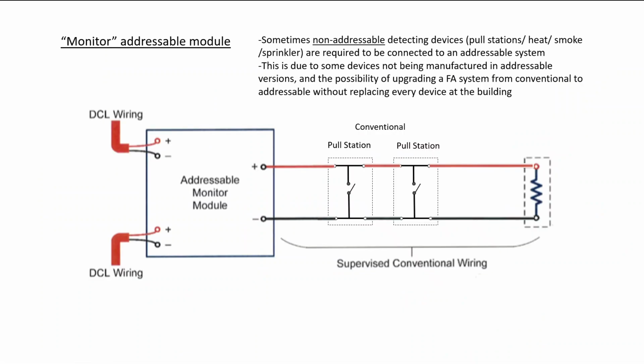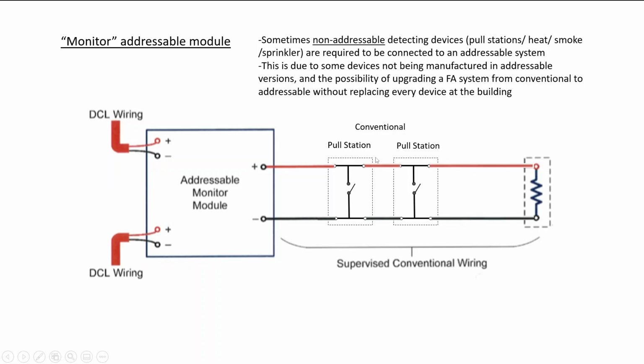A monitor addressable module is used for non-addressable detecting devices, such as pull stations, heat or smoke or sprinkler systems. When they're required to be connected back to an addressable system, I need some way to terminate them. So sometimes this is due to devices not being manufactured in addressable versions. And other times, there's a possibility of upgrading a fire alarm system from conventional to addressable, and you don't want to replace every single device at the building.